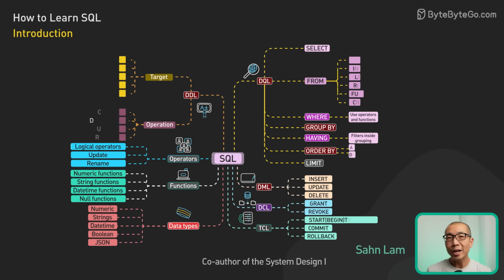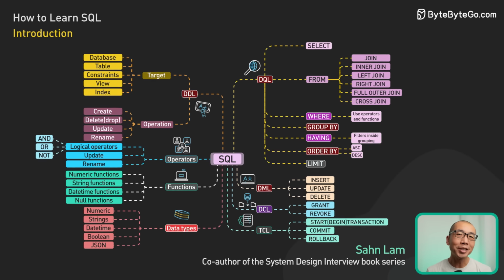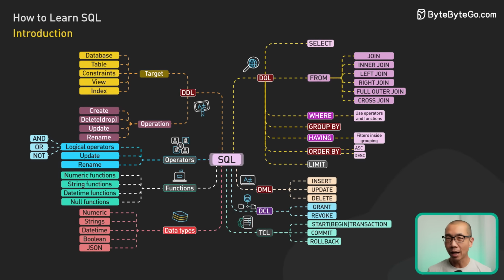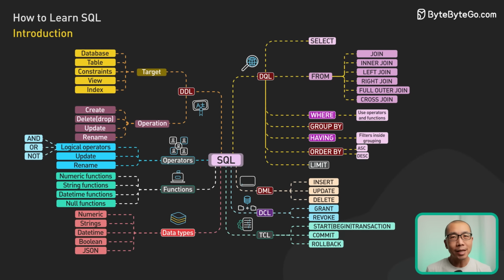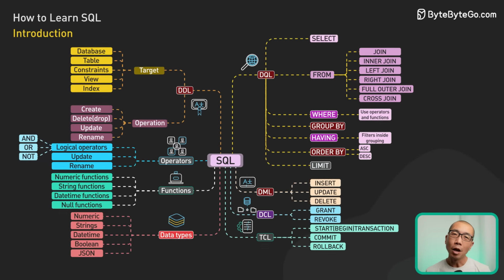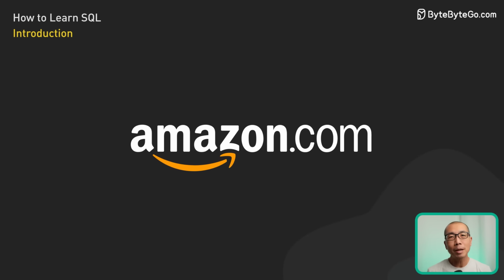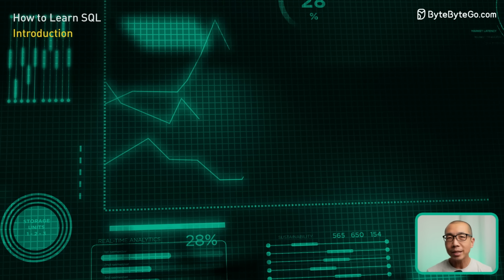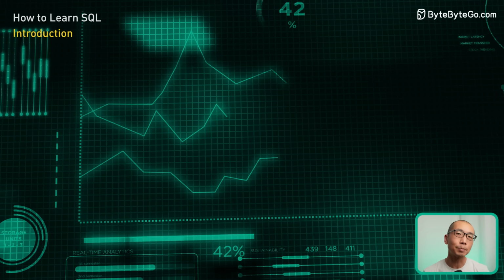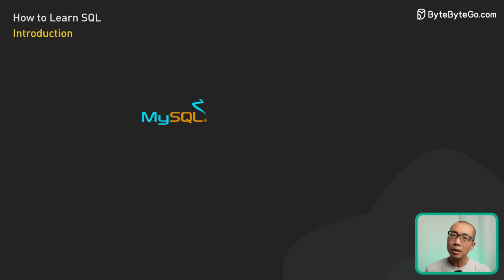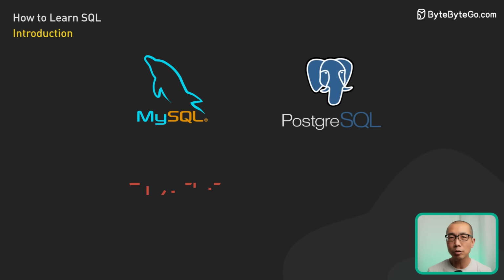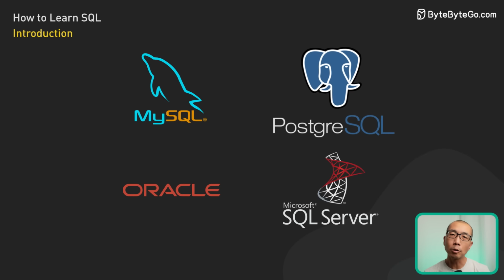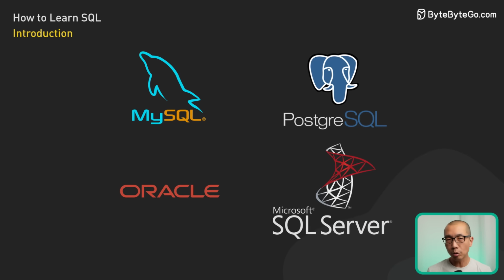SQL, or Structured Query Language, is the standard language for interacting with relational databases. Its versatility makes it an essential tool across industries. For example, an e-commerce company might use SQL to analyze sales data, identify trends, and make data-driven decisions to optimize its business strategy. Popular relational database management systems that use SQL include MySQL, Postgres, Oracle, and SQL Server.